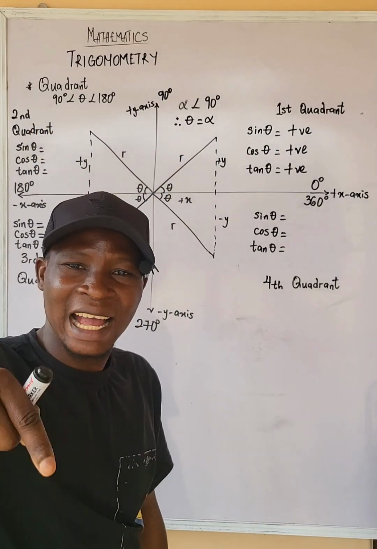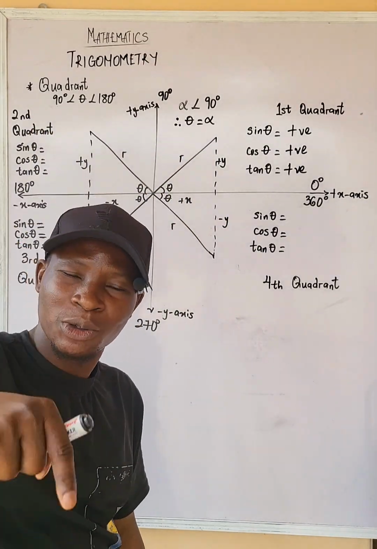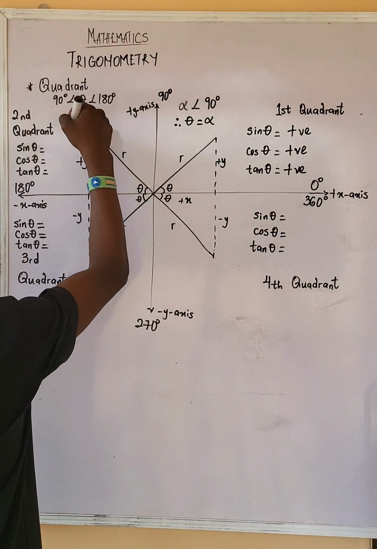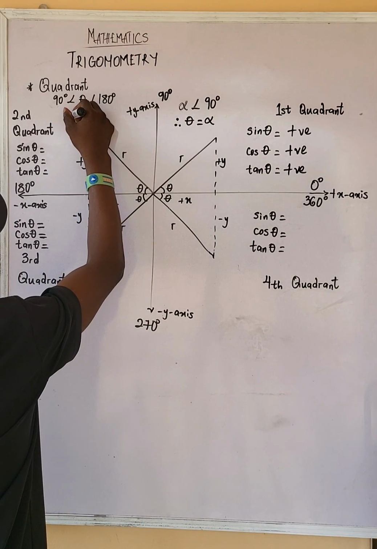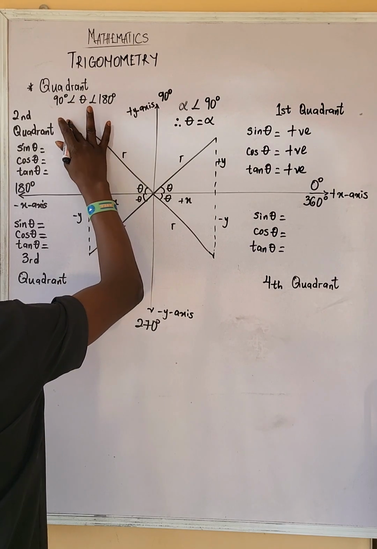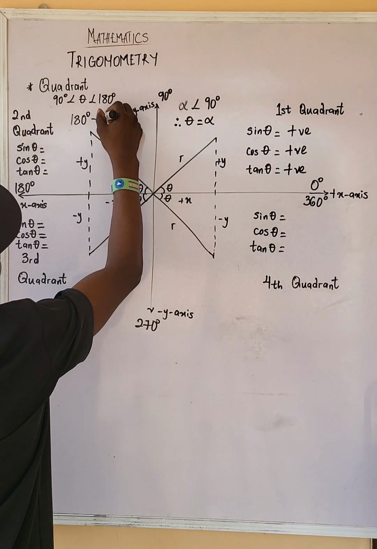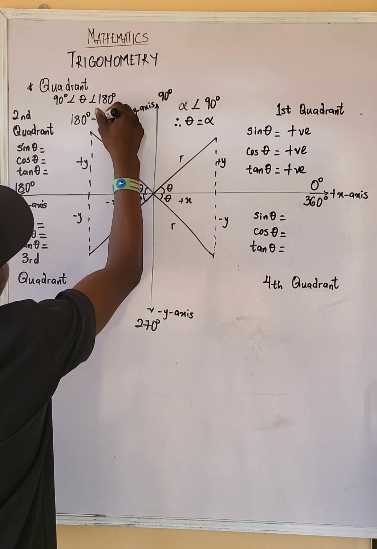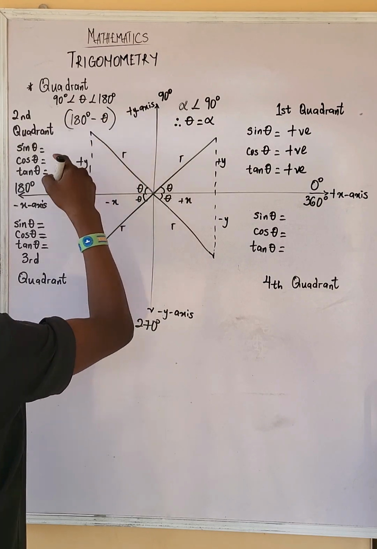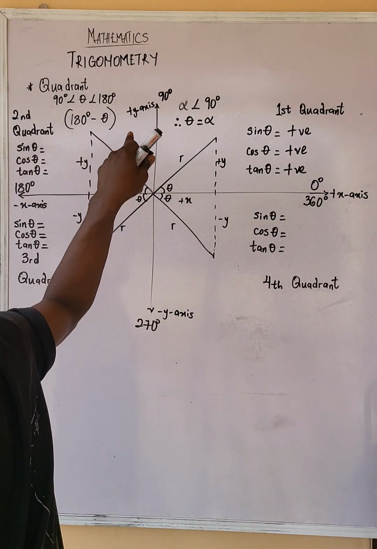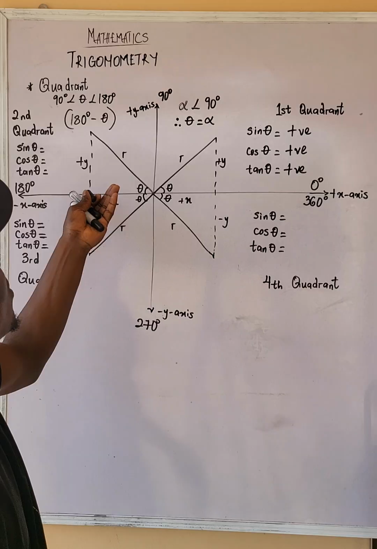Now, how do you get the angle on the second quadrant? You get the angle by saying, to get the angle theta, you will call it 180 degree minus that angle. Let's call it theta. So that is how you get the angle on this quadrant. It will be 180 degree minus that angle you are given. So you can call it maybe angle alpha.